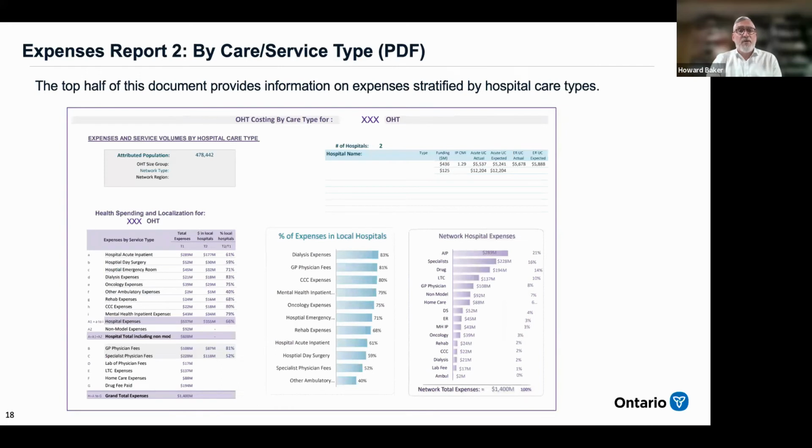So this second report is a PDF of which the top half is presented here. This document illustrates at a glance your OHT's expenses and the proportions of which are related to services provided within your OHT. In other words, the market share of your OHT. And these proportions are stratified by hospital care types. So in addition to giving you a sense of the distribution of expenses, similar to the left pie chart from the previous slide, it also reflects where the services are delivered to your population. So I want to highlight this last piece. So if we can go to the next slide, please.